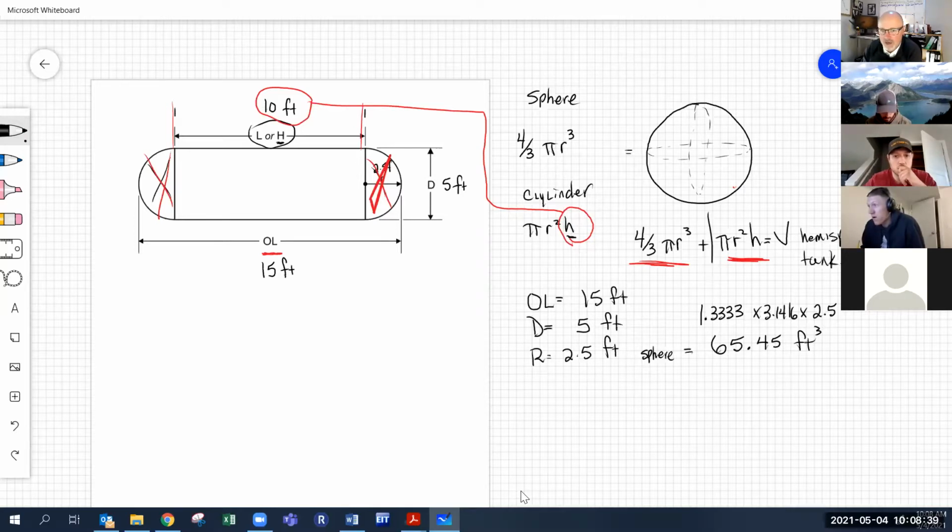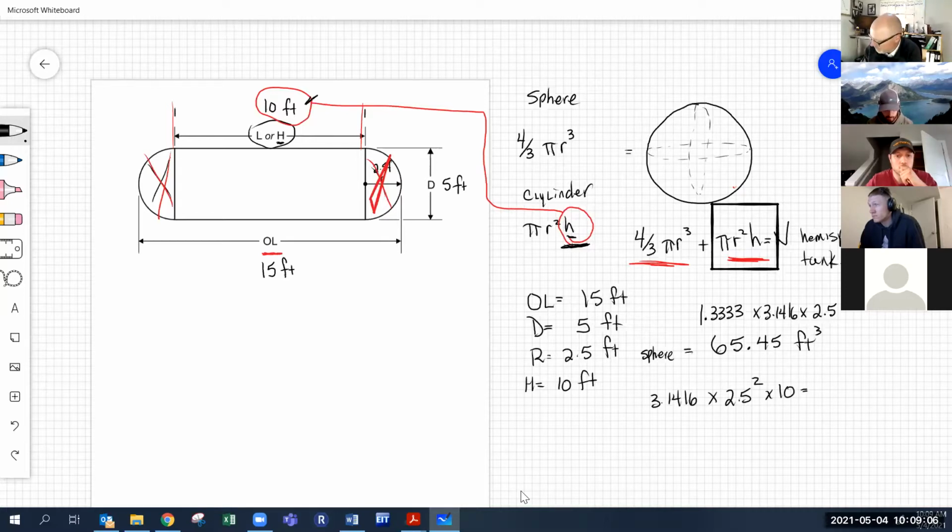Now I'm going to get the volume of the cylinder. There is the volume formula. It is 3.1416 multiplied by 2.5 squared times my height. My height here is actually equal to 10 feet. Remember this height up to here. Times that by 10. So the volume of my cylinder only is 196.35 cubic feet.